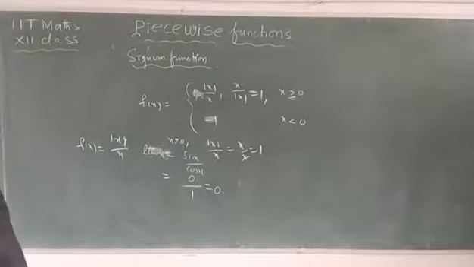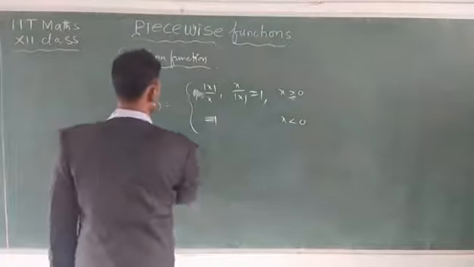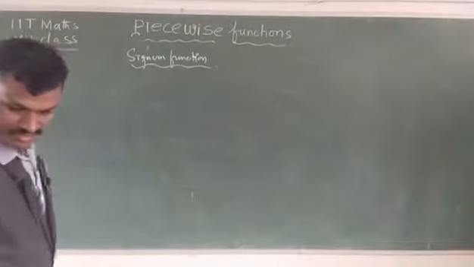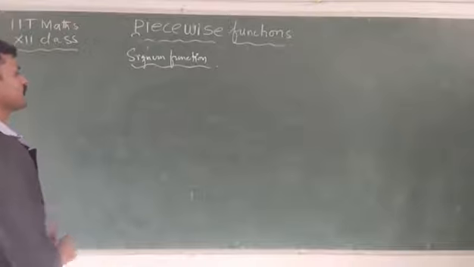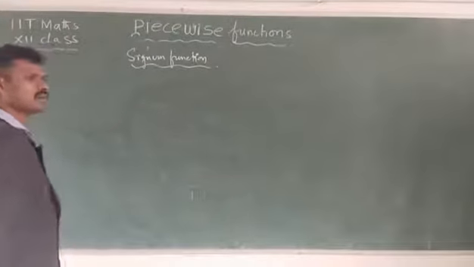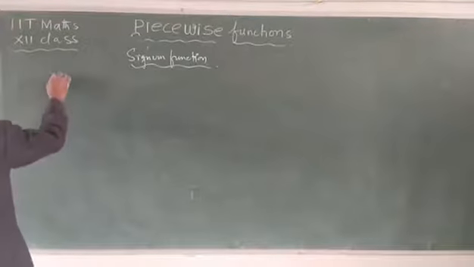Only some functions are possible. Okay, now see, this is the signum function. Another name is signature function. If f of x is equal to modulus of x by x, it is equal to 1 when x is greater than 0, and minus 1 when x is less than 0. Now some properties here.